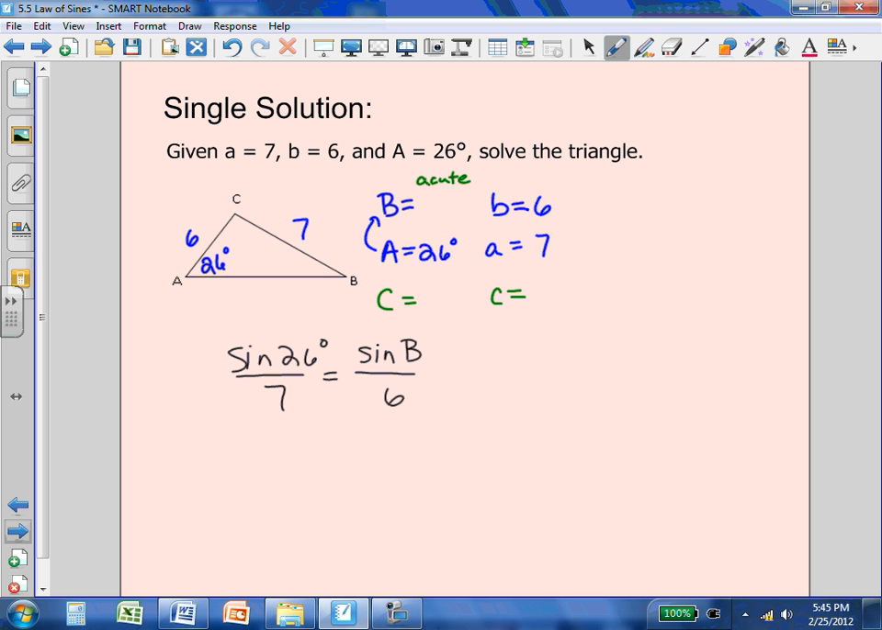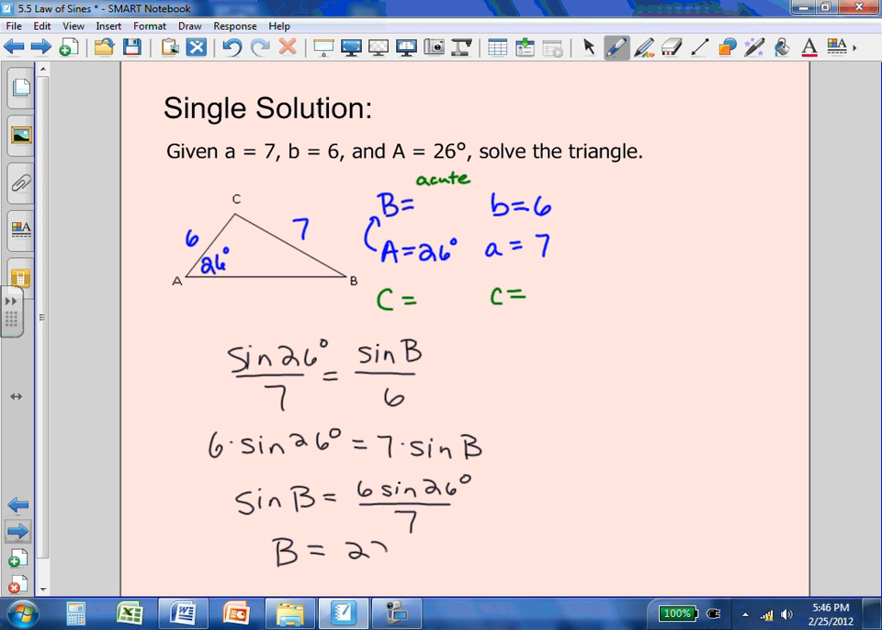I cross multiply and I get that 6 times the sine of 26 is 7 times the sine of angle B. So then the sine of angle B is 6 sine 26 divided by 7. Using my inverse sine, which remember is always going to give me an acute angle, I get that B is about 22.1 degrees. And if you need to pause and check it out on your calculator, go ahead and do that.